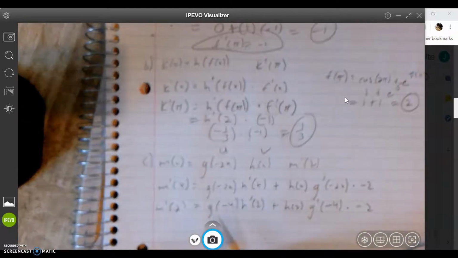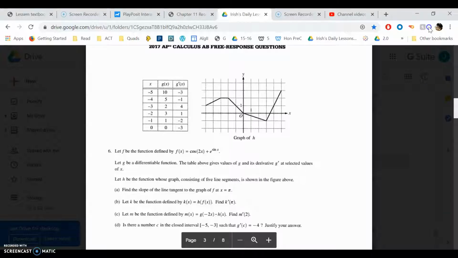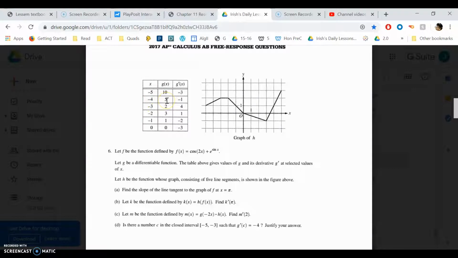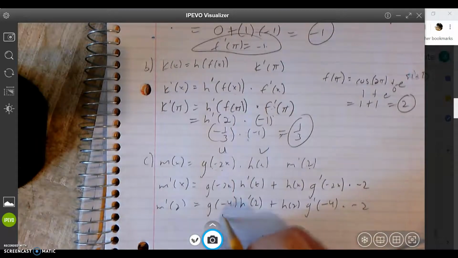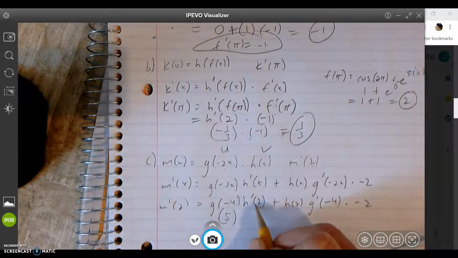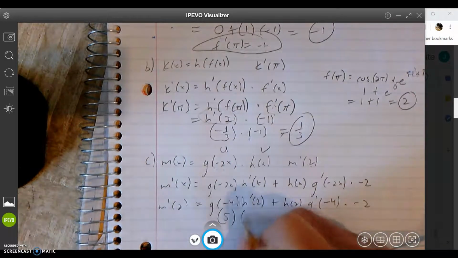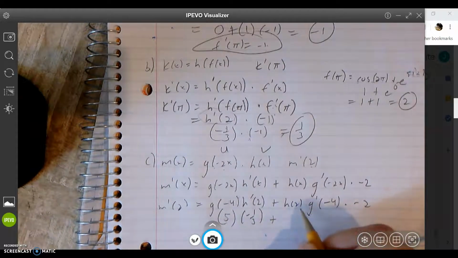Okay, so now g of -4. That is the chart, right? Let's go back to our chart. g of -4 is 5. Cool. So we got 5 there. h prime of 2, we just did that up here. That's -1/3. Cool. Plus h of 2.